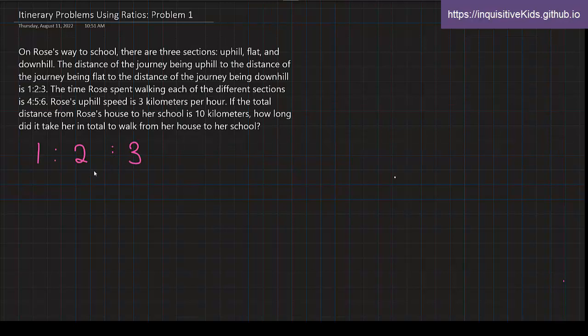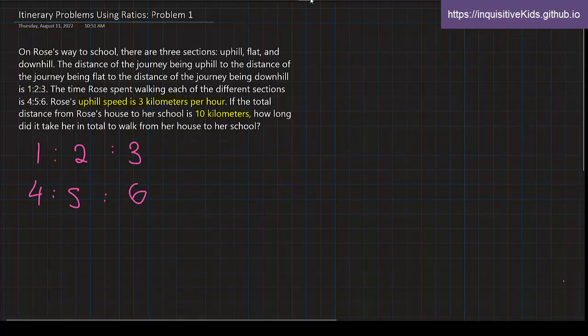And the time Rose spent walking each of those different sections is 4 to 5 to 6. So this is the time ratio. We know that Rose's uphill speed is 3 kilometers per hour. Remember, this is her uphill speed, not just her normal speed. If the total distance from Rose's house to her school is 10 kilometers, how long did it take in total to walk from her house to her school?